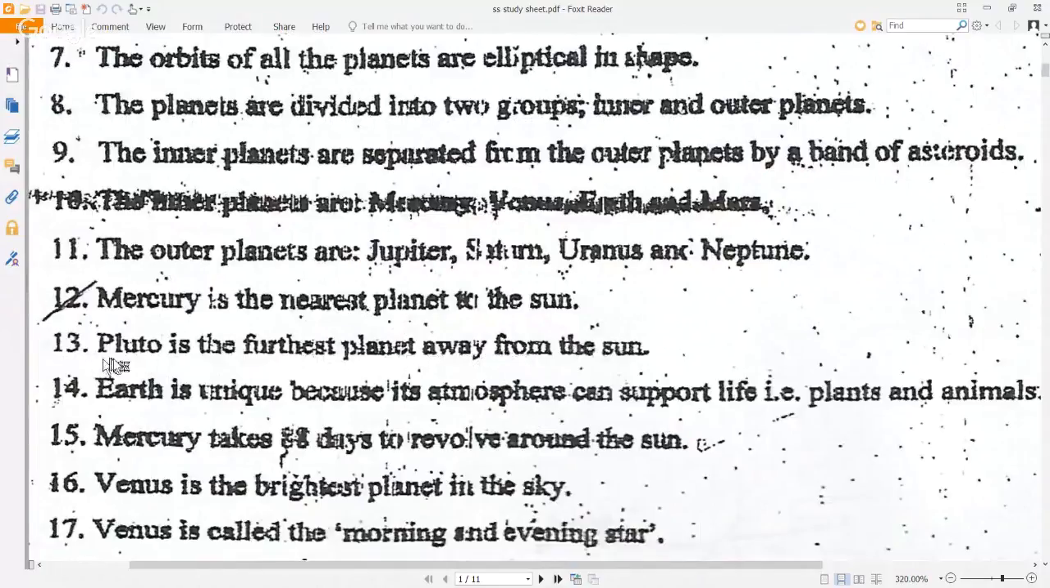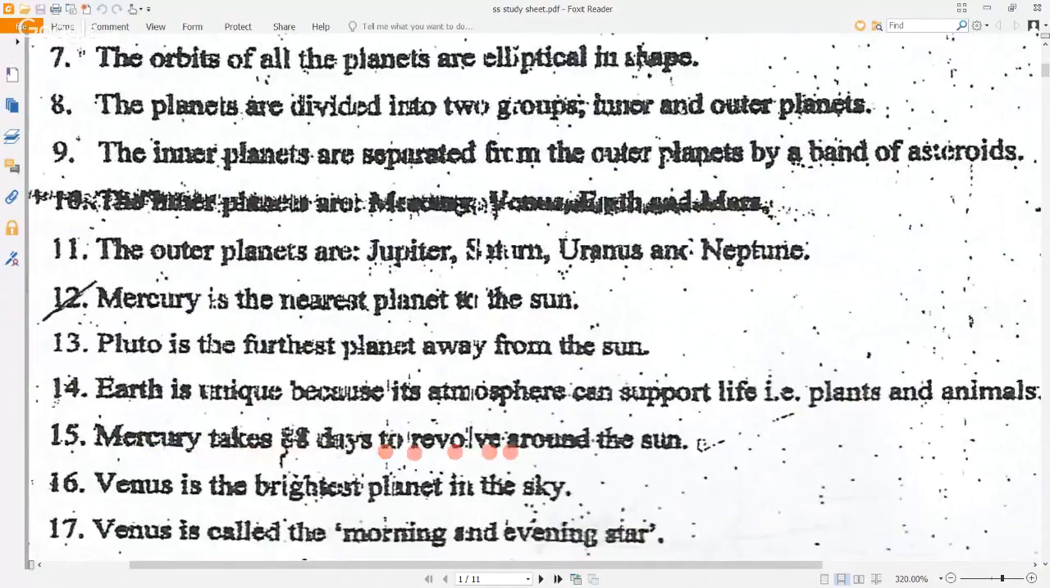Of course, now we know that Pluto is no longer considered a full planet of our solar system. So it would be Neptune. And Mercury is the nearest one to the sun. Neptune would be the furthest one from the sun. The Earth is unique because it can support life, that is, plants and animals.